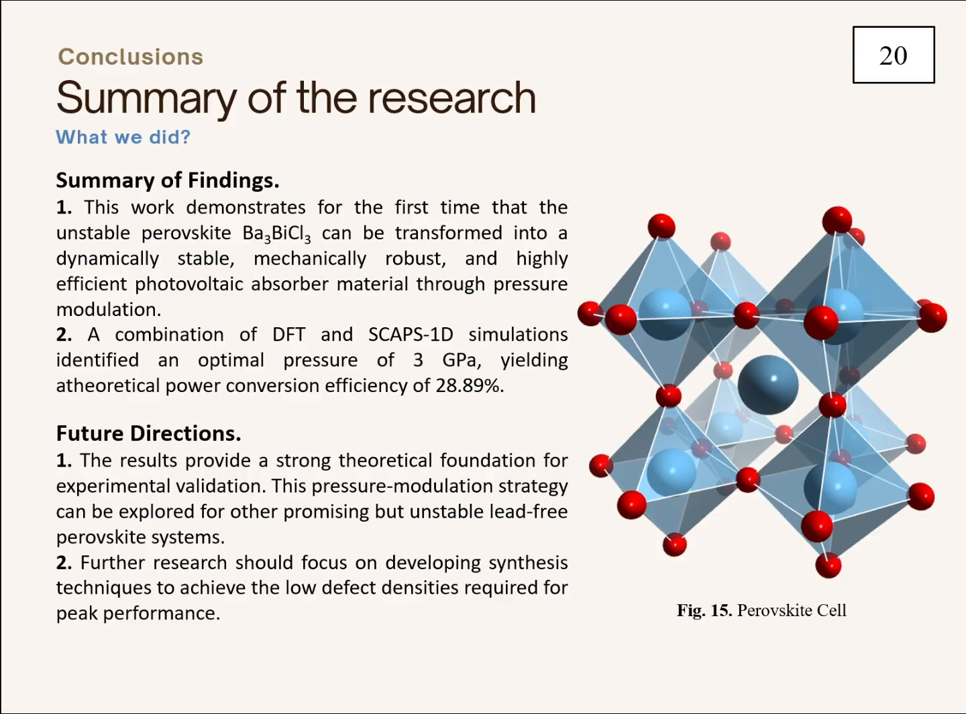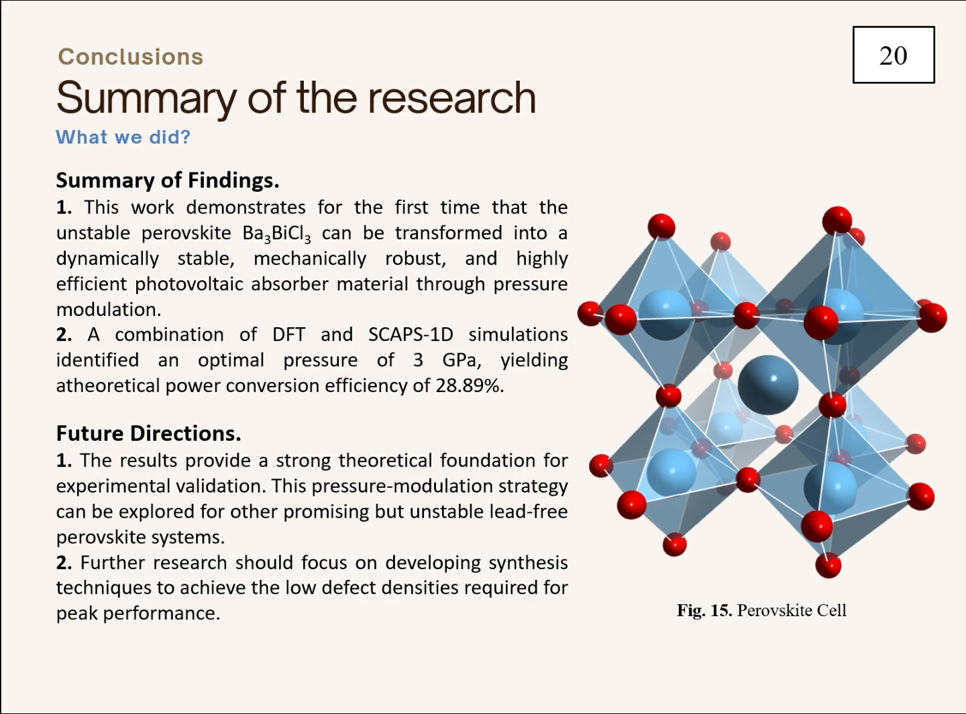And the summary of the findings. So here's the summary of the findings. We can see that for the first time we have converted an unstable material to a stable material, and we also found a very optimal efficiency of 28.89% for this particular material, Ba3BiCl3.